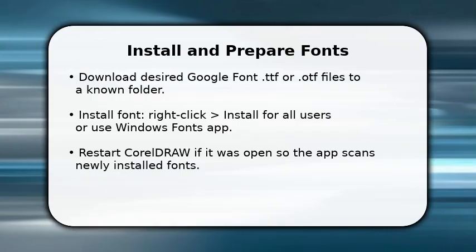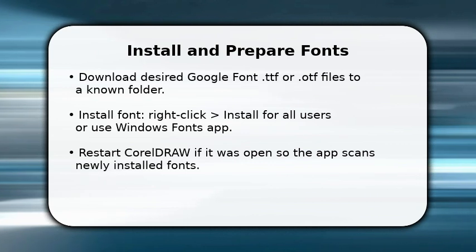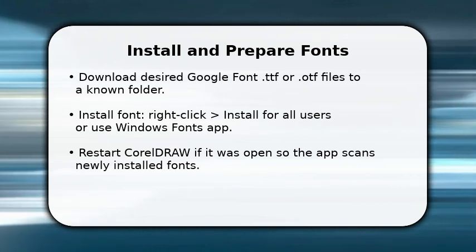You start by fetching the Google font files and installing them so CorelDRAW can use them. Download the TTF or OTF, then install via right-click Install or the Windows Fonts app. Choose Install for all users if possible. Once done, make sure CorelDRAW is closed and then reopen it so the program rescans system fonts.